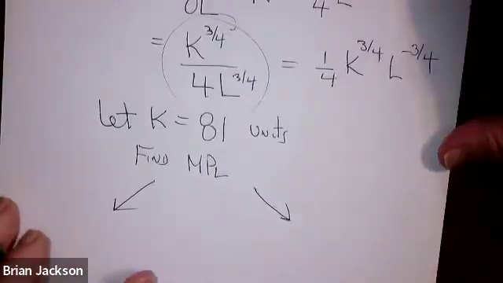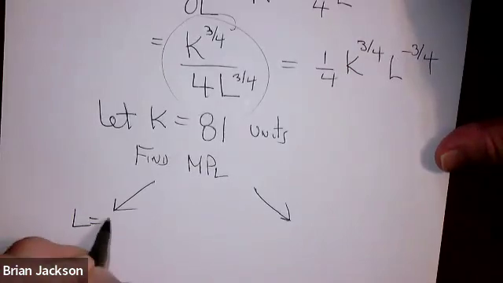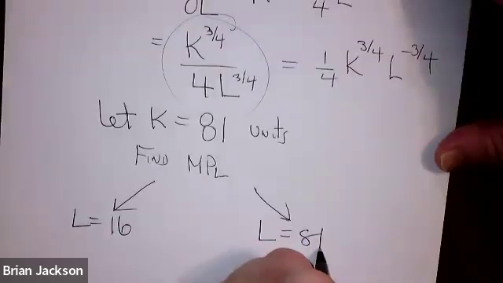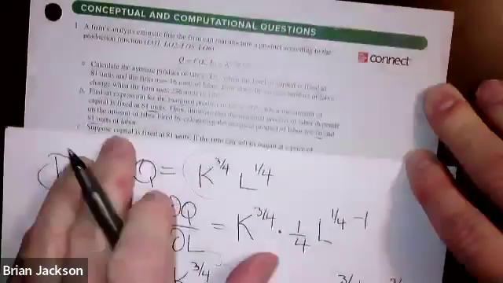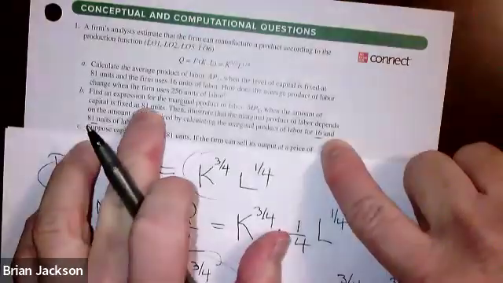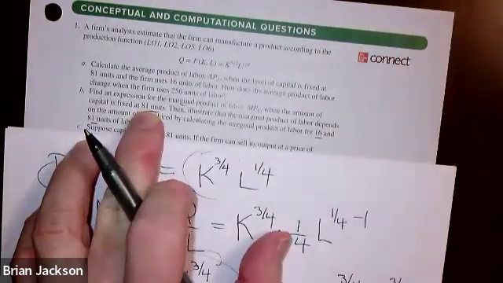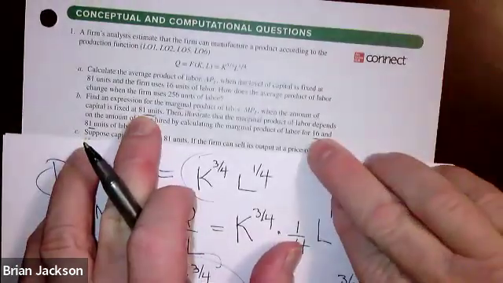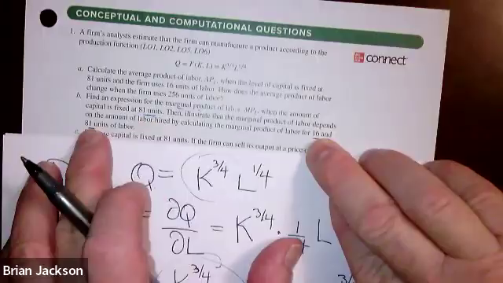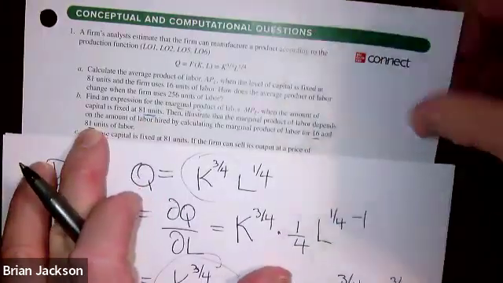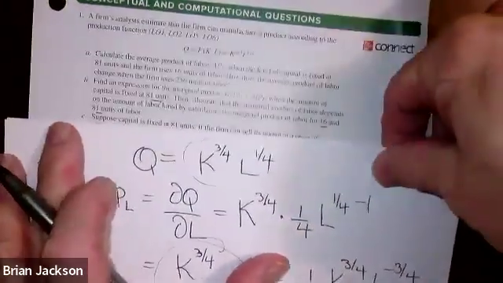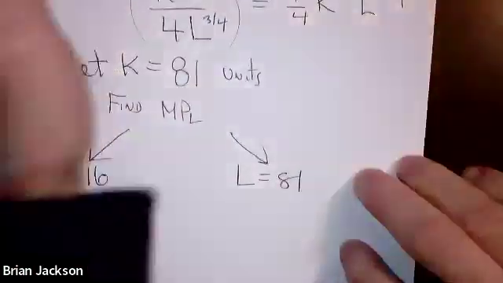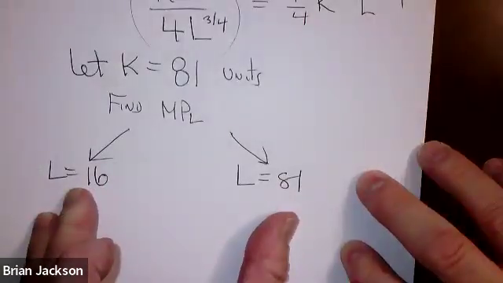Okay, what's the marginal product of labor when L is equal to 16 units and L is equal to 81 units of labor? So that's what they're asking you to do here. Capital's fixed at 81, so you can't change the number of machines. It's 81 units capital. But what if you varied your worker level from 16 to 81? How would that affect your marginal product of labor? So that's really the question here, is to find the marginal product at these two different levels.